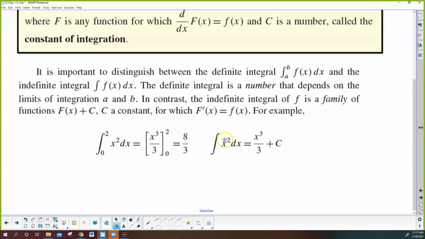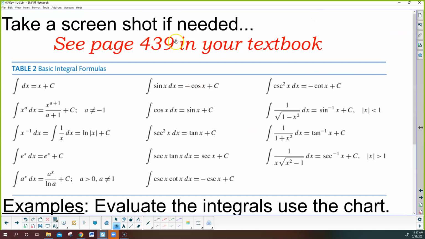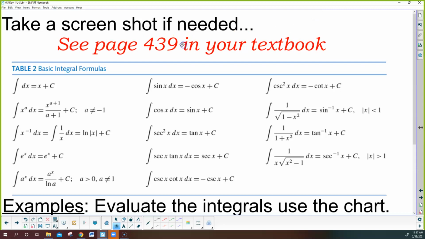The indefinite integral is what happens if I don't have bounds. Then all we do is write with the plus c. Okay, so that's nothing new. We've been doing that. This is something that you may want to either take a screenshot of right now or refer to page 439 in your textbook.